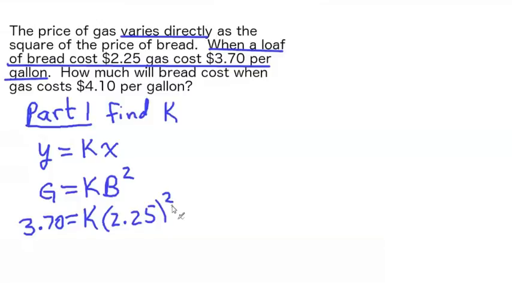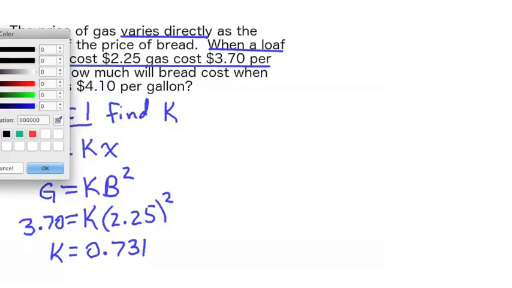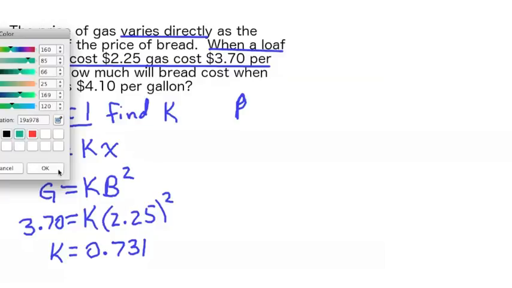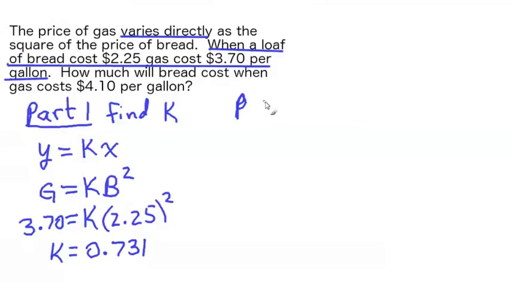So about 0.731 if I go 3 decimal places. So K is equal to 0.731. Okay, so that gives us part 1, and then we can start working on part 2. So part 2, oops, I didn't switch over. There it goes.